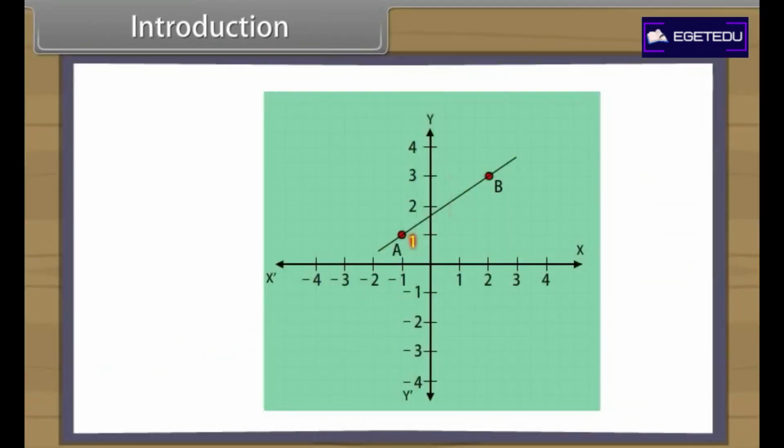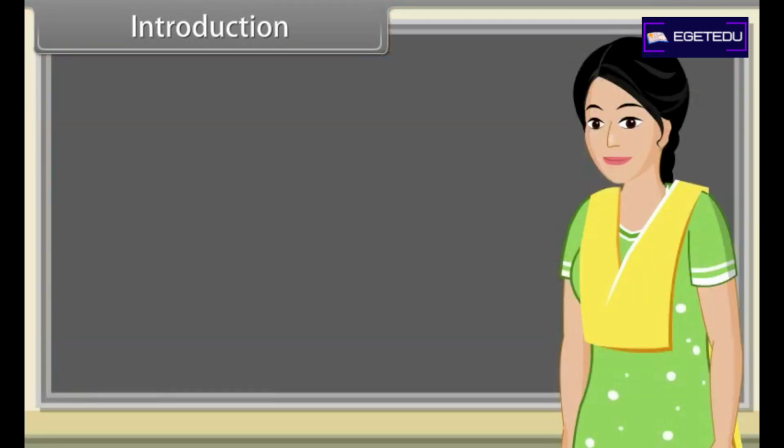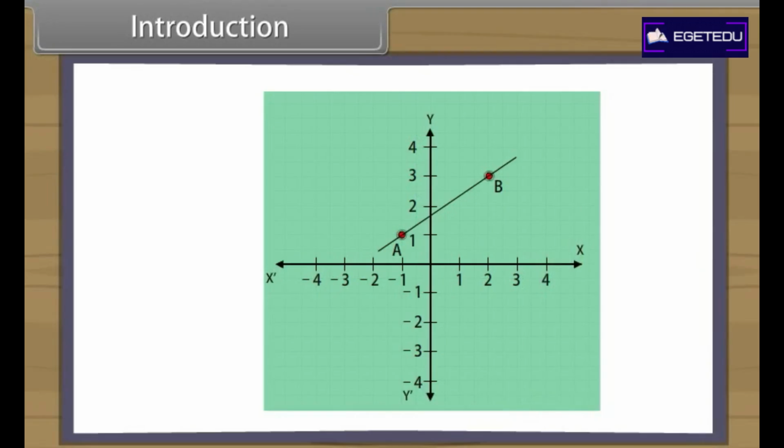We can see that the up movement is positive while a down movement is negative. In the same manner, a right movement is positive while a left movement is negative. Notice that to go from points A to B, we went 2 units upward and then 3 units to the right.